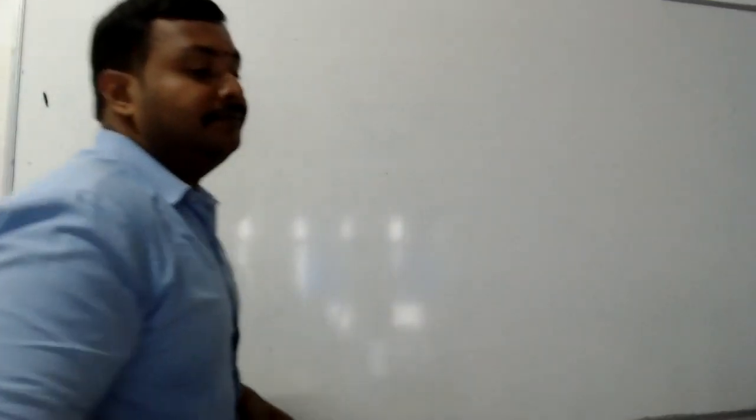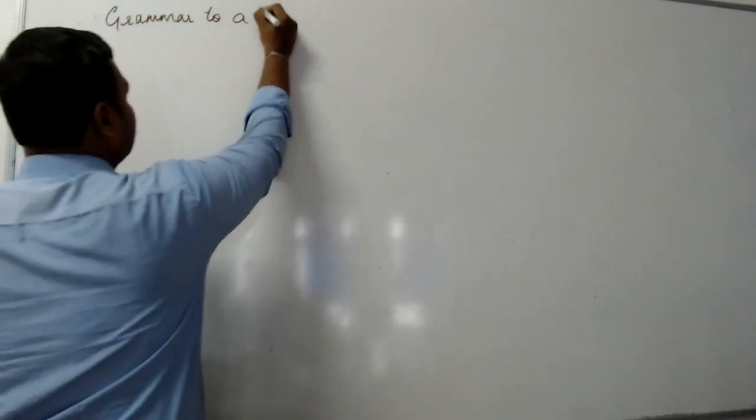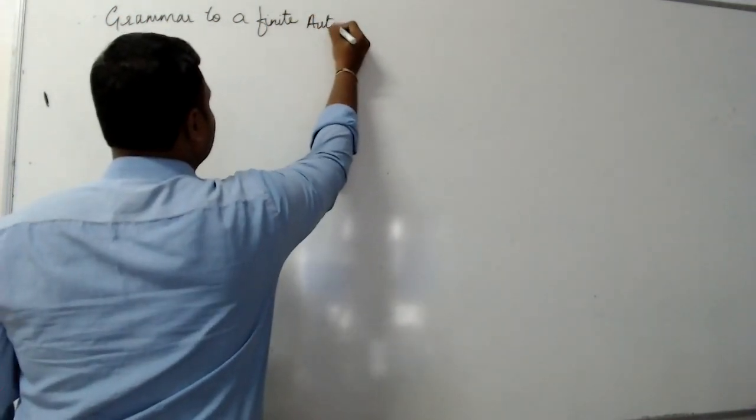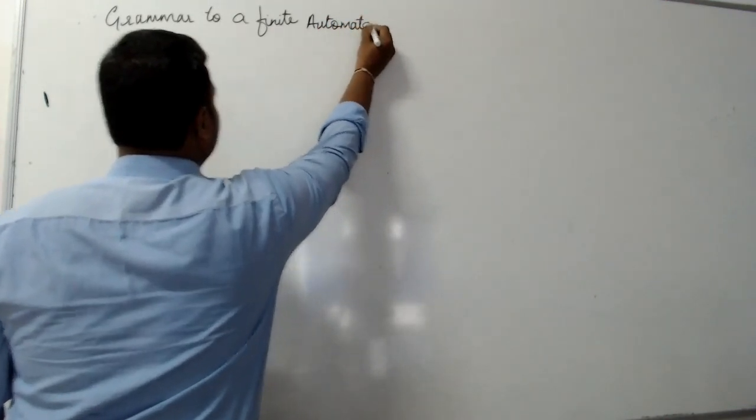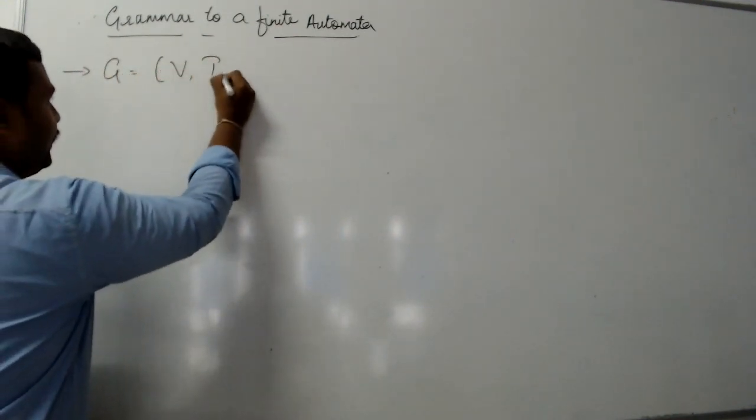Yes, good morning, everyone. In today's class, we'll be learning the grammar to finite automata. How we are going to convert a given grammar into a finite automata. It has got some procedures. For example, how a grammar is defined. Let us say a grammar is defined using V, T, P, S.